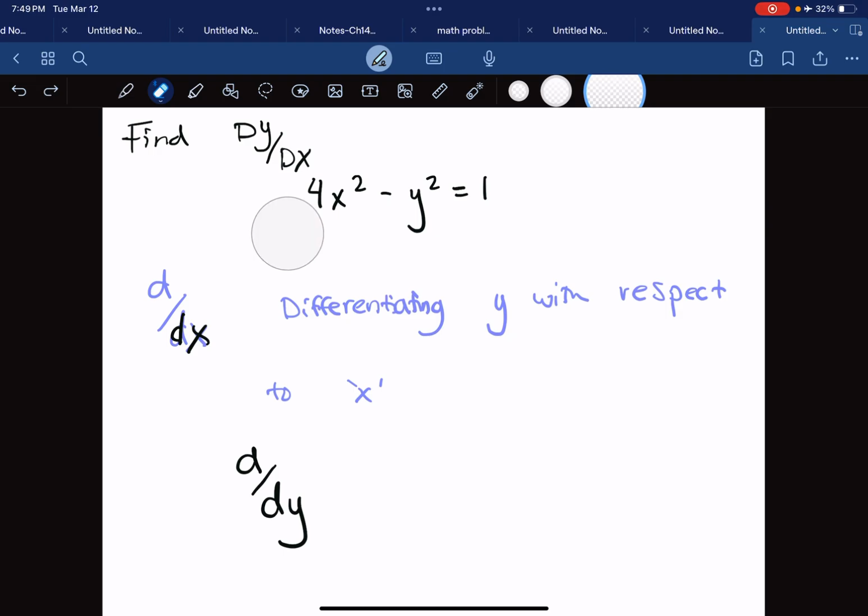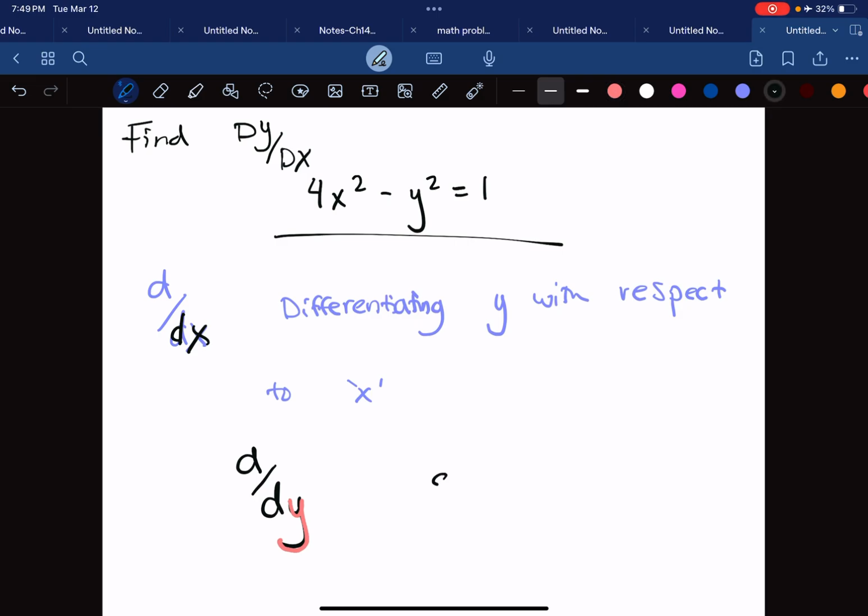So say we're looking at this equation again. Let's say we're differentiating d/dy, so we're differentiating x with respect to y because y is what we have in our denominator here.